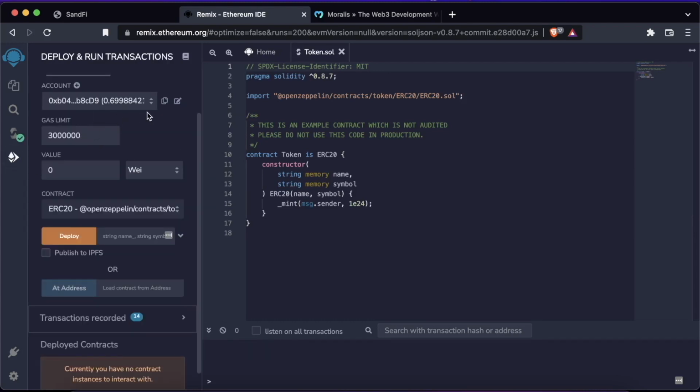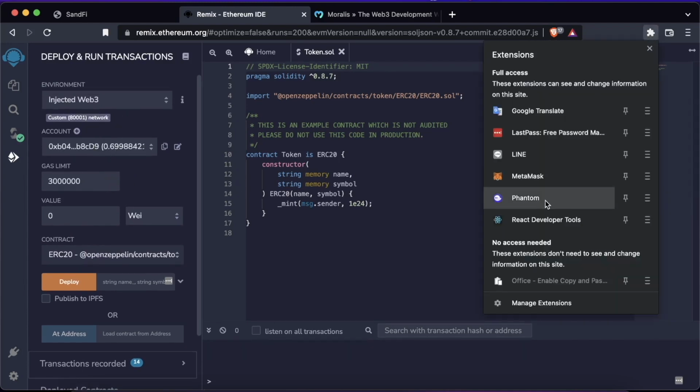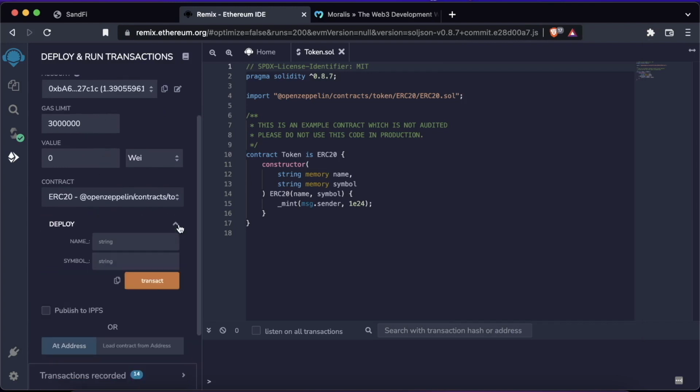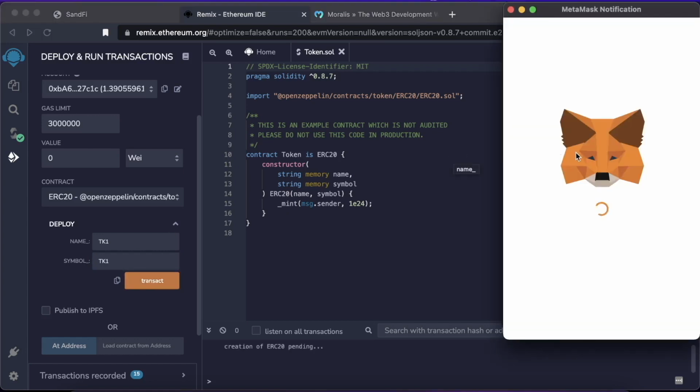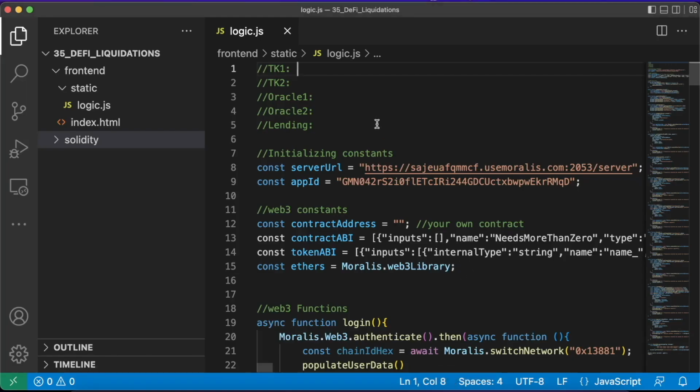We're going to go to Injected Web3, which we have here. I will use my main account to deploy this. So here we are, and then that's it. Let's deploy it. It will require a token name, and we're going to call it Token 1, and the symbol also Token 1, and we're going to deploy it right now. The transaction was confirmed, so we have our first token. We're going to copy that one to our slot here just to keep it in our memory.